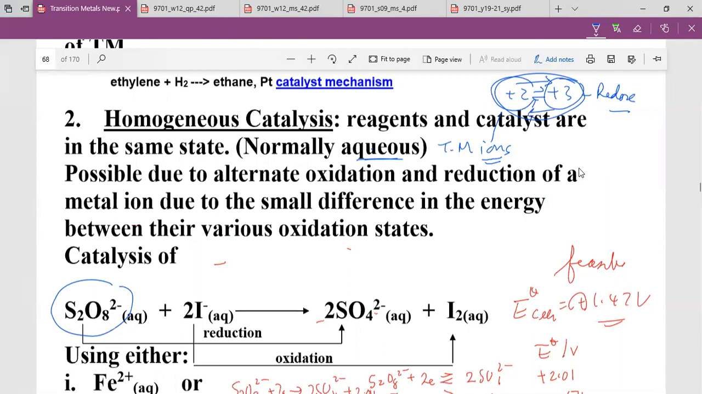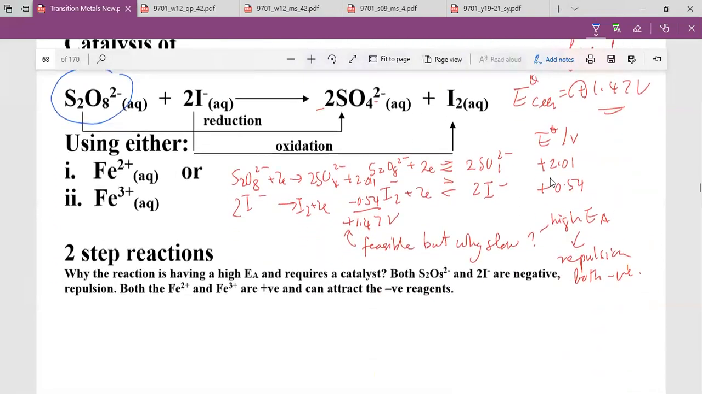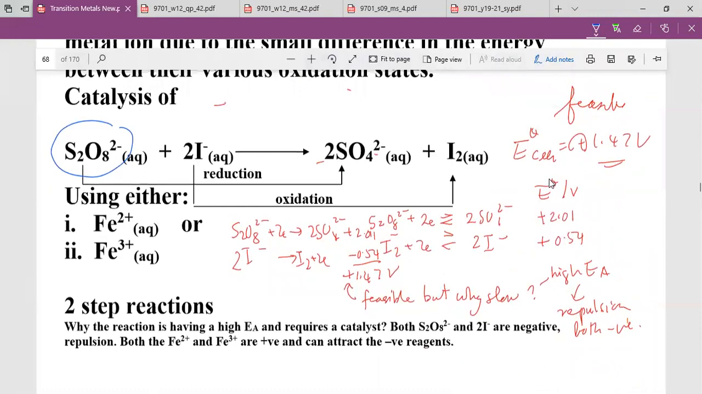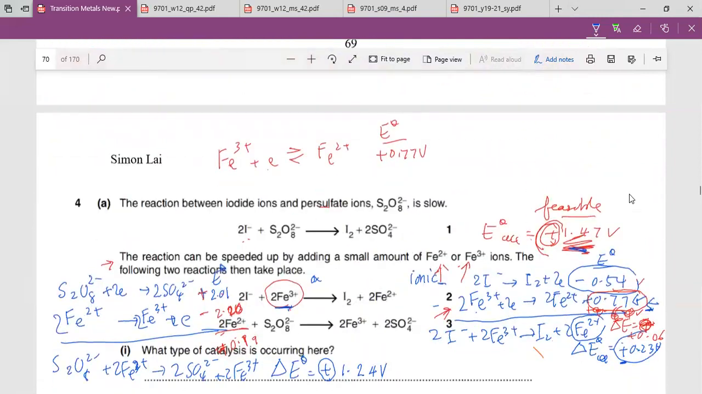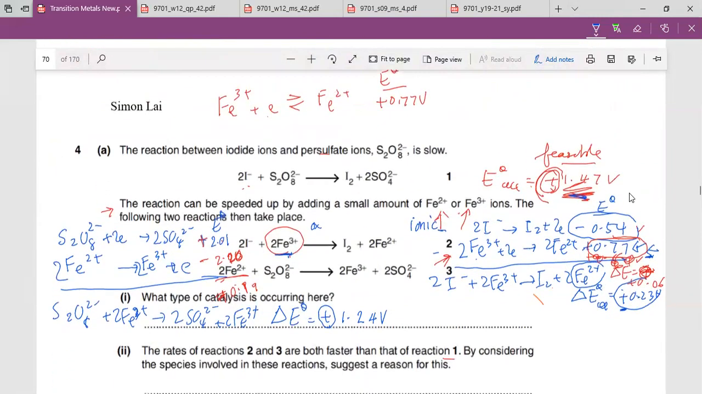It's reduction here, so it means they go forward and backwards. Here we can see this is the main reaction. Right now, let me show you the names of these fellows here. See, now here is called persulfate ions, S2O8, persulfate ion.